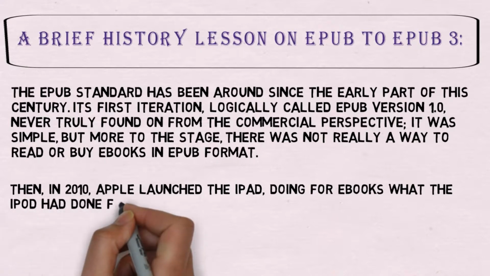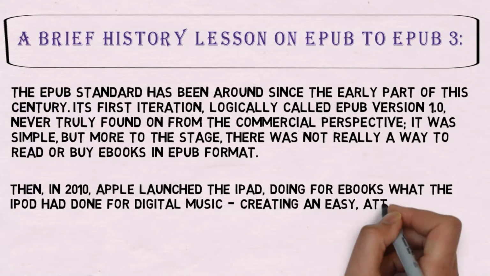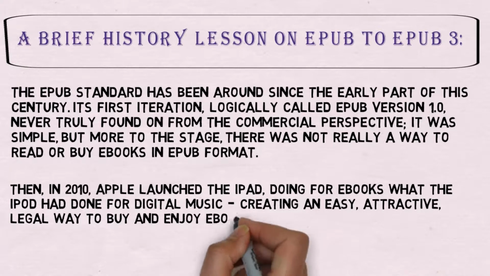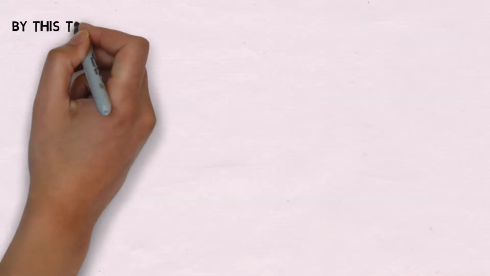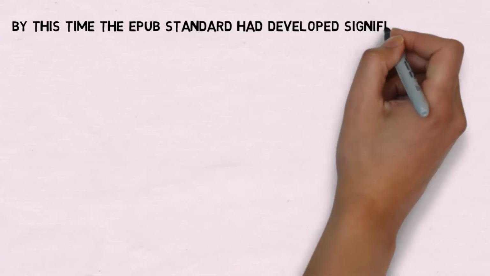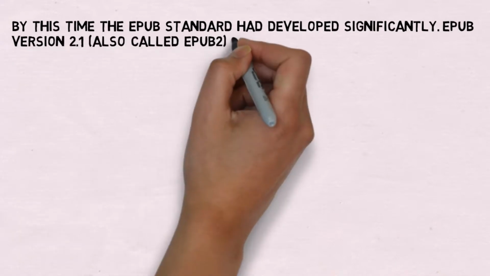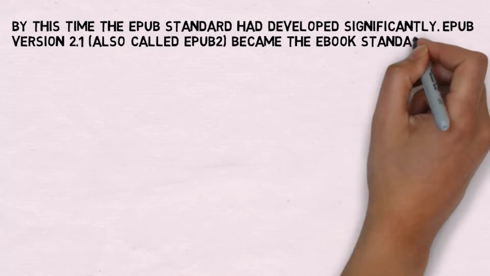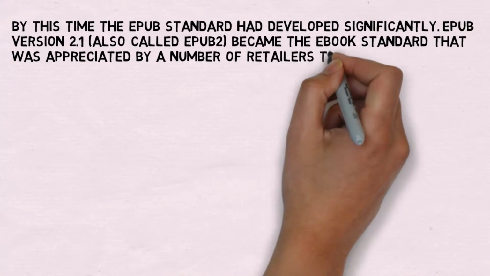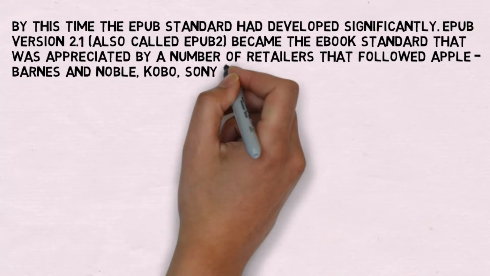Then, in 2010, Apple launched the iPad, doing for ebooks what the iPod had done for digital music, creating an easy, attractive, legal way to buy and enjoy ebooks. By this time the EPUB standard had developed significantly. EPUB version 2.0.1, also called EPUB2, became the ebook standard that was adopted by a number of retailers that followed Apple: Barnes & Noble, Kobo, Sony, and many more.